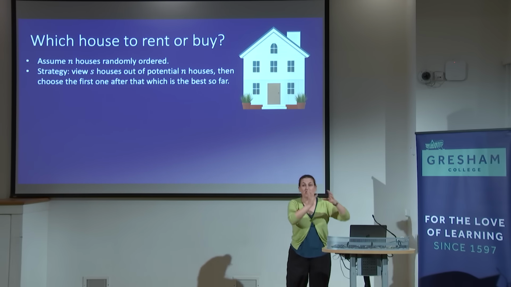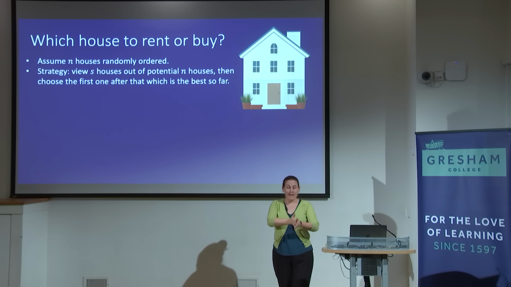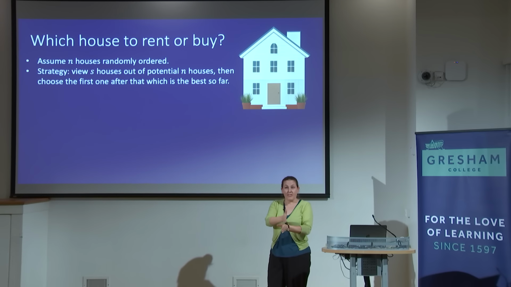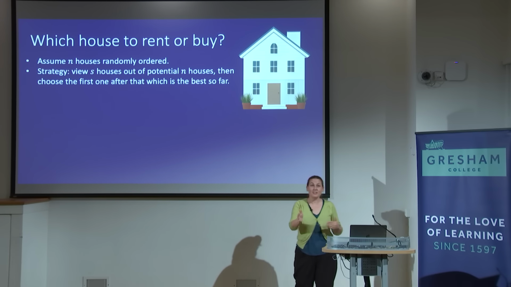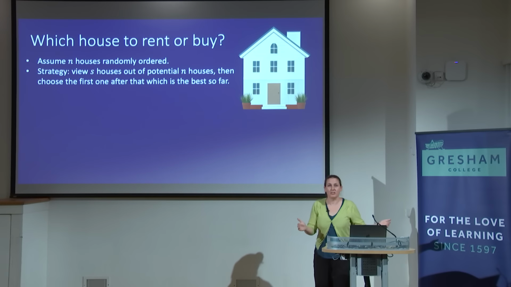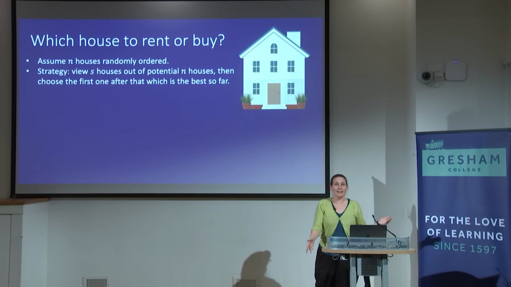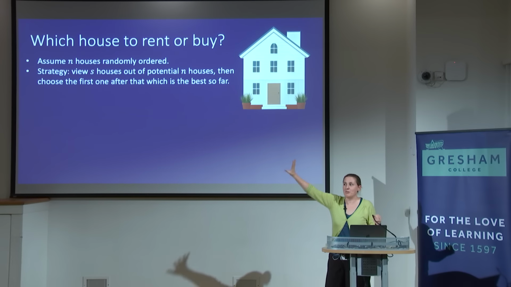So you view some sample number of houses, then beyond that point, if the house you're looking at right now is the best one so far, you take it. That's a strategy. At least for that point, you're happy that you've got the best one so far. If you took the second best, you're always a bit sad. You don't know what's out there left.